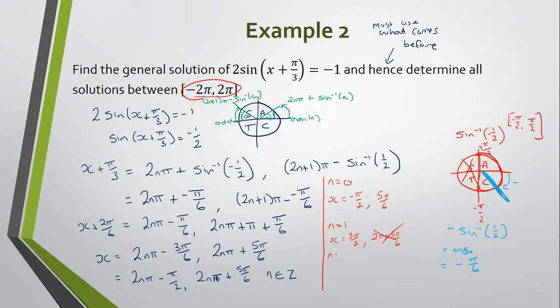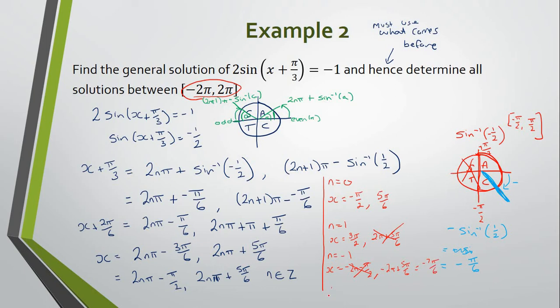And this one will definitely be too big as well. So let's try some negative values. N equals negative 1. So the first option here would be giving me negative 2 pi minus pi over 2. Even without working this out, we can see this value will be smaller than negative 2 pi. That's outside of the domain. Our other value here, negative 2 pi plus 5 pi over 6. Well, yes, that one does work out for us. Negative 2 pi is the same as negative 12 pi over 6. So we've got negative 12 plus 5 is equal to negative 7 pi over 6.